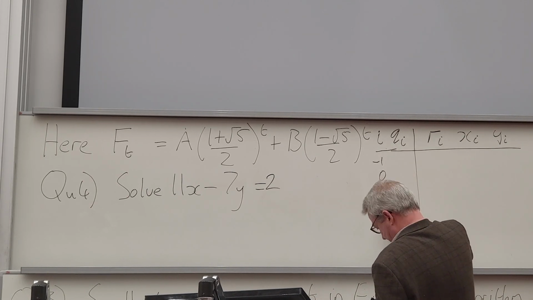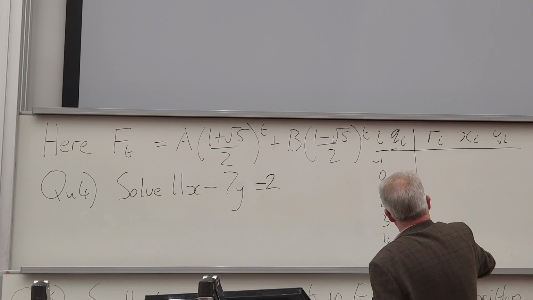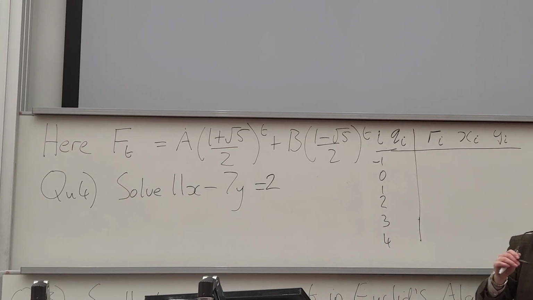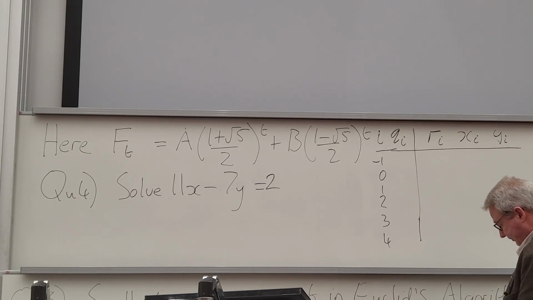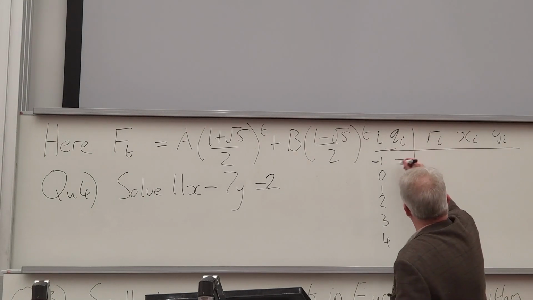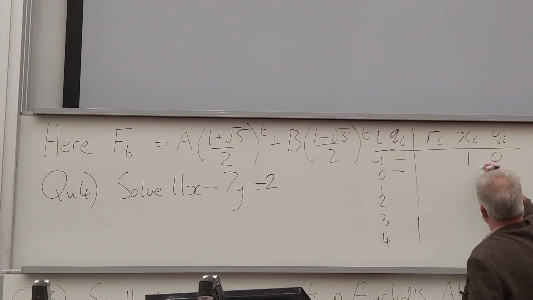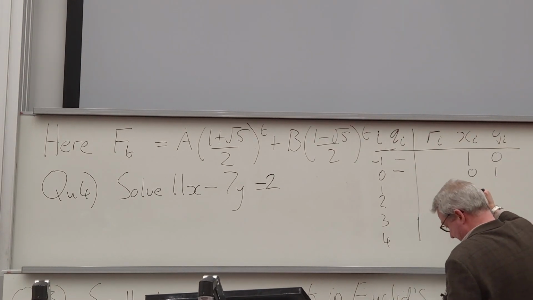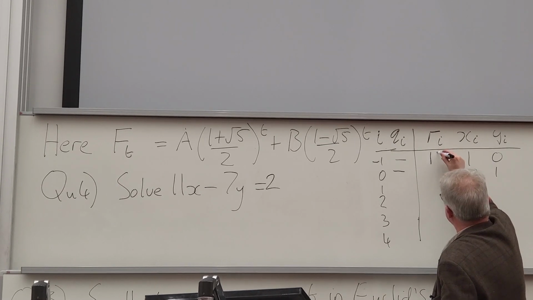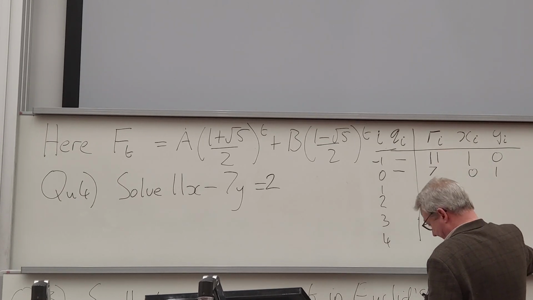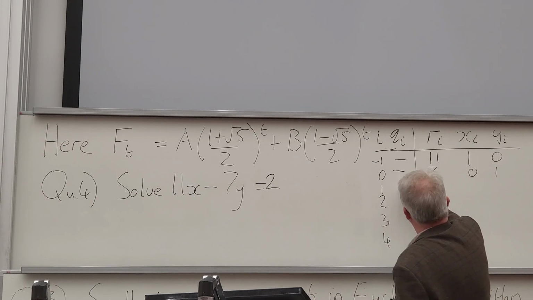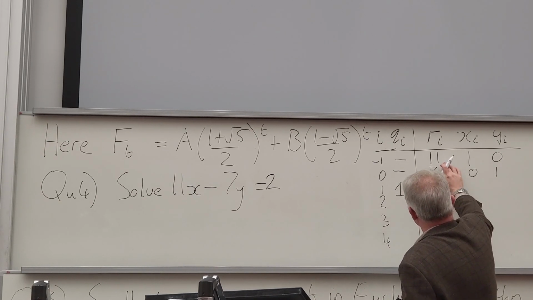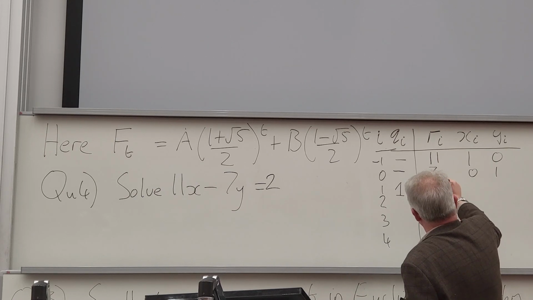And so all you do is you carry on as normal, carry on as if it's positive, and then adjust for the minus sign at the end. So my unit matrix, and I'm going to start off with 11 and 7, and then my first 7 goes into 11 once, and that leaves 4.